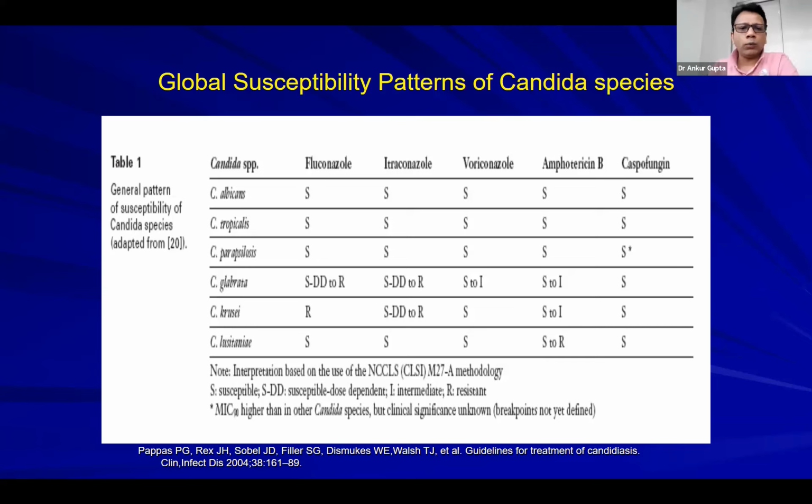Now we come to troubled waters, which is glabrata and krusei. First of all, remember, for glabrata and krusei, you should not use fluconazole. Okay. Ideally, you should not use any other azole also for glabrata and krusei unless you have detailed susceptibility charts. But for glabrata and krusei, the drug of choice has to be echinocandins.